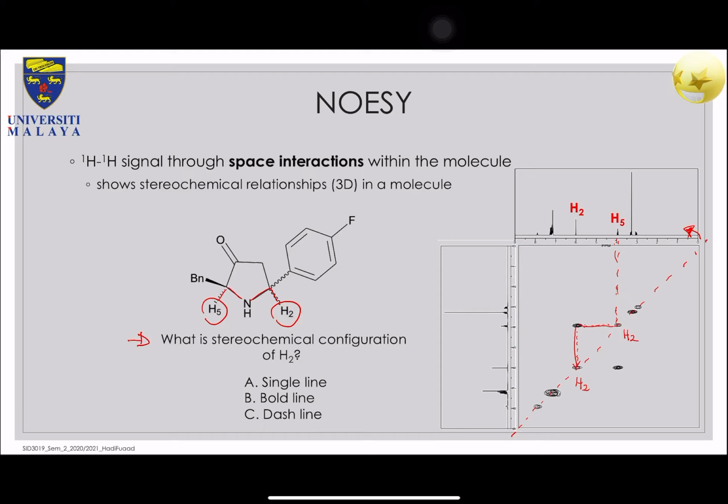So if you know that they are in close proximity, imagine the 3D structure. Over here is a dash line, and this one is shown as a zigzag line like that, meaning that it can be either a dash or bold. So the question goes back to what the stereochemical configuration of this particular bond over here is. Is it a single line, is it a bold line, or is it a dash line? Because from the NOSY signal you can see that this one is H5, you can see that H5 and H2 have a NOSY signal, meaning that they are close in proximity.